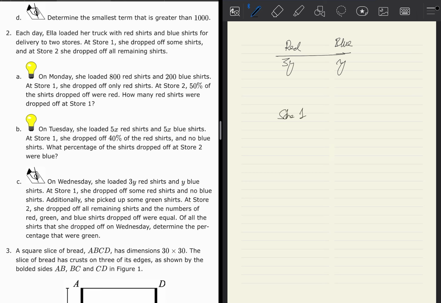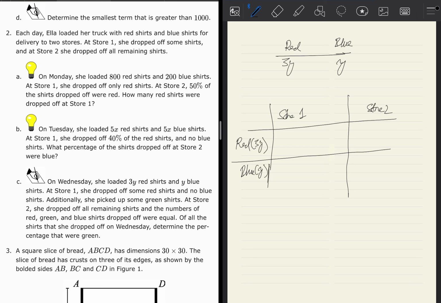Okay, and we have store 1, store 2, red, blue. So red is 3Y, blue is Y. And at store 1 she dropped off some red shirts and no blue shirts. Okay, at store 1 she dropped off some red shirts. Let it be X. Let's assume she dropped X red shirts and no blue shirts.